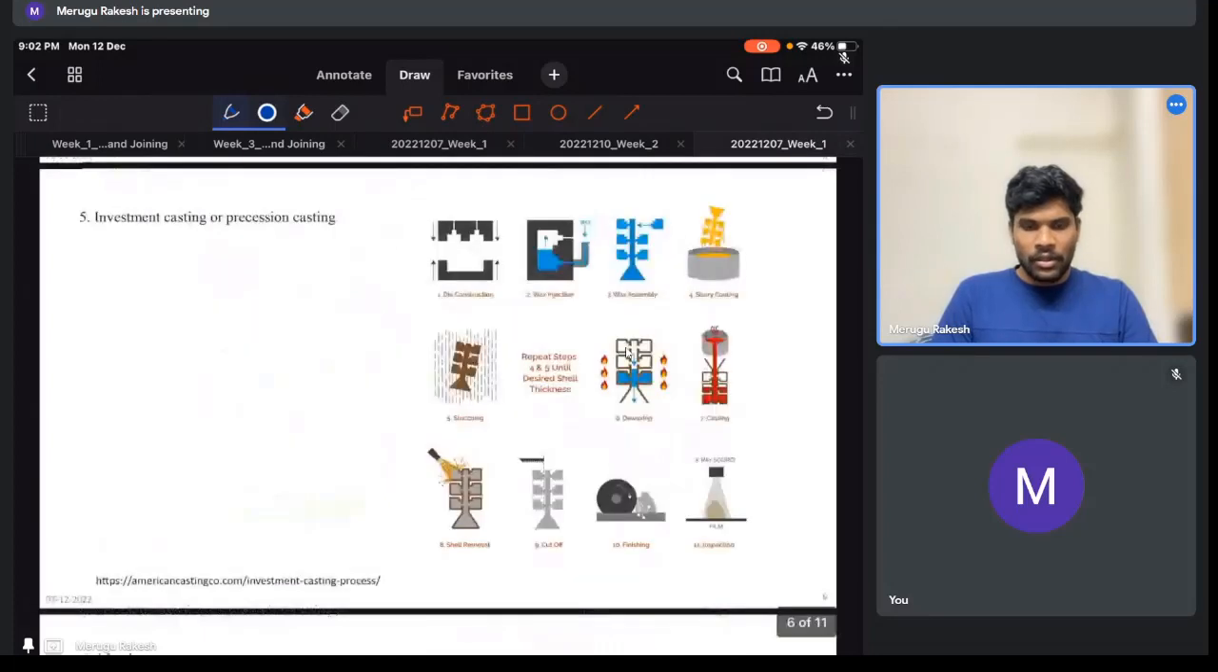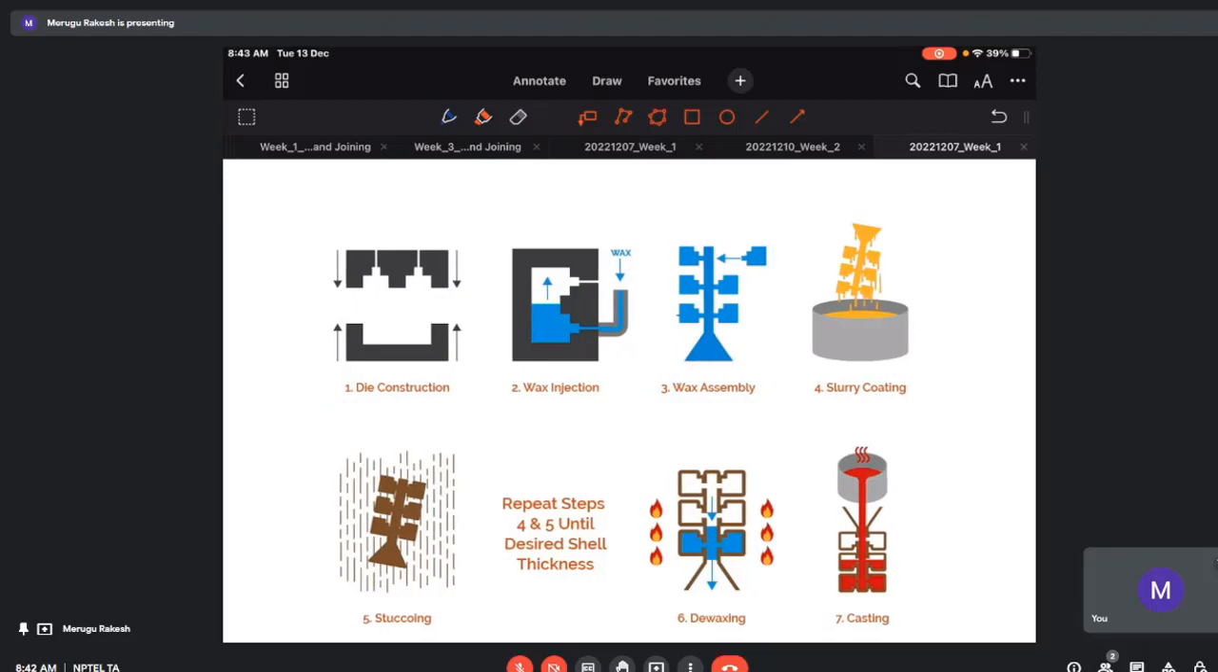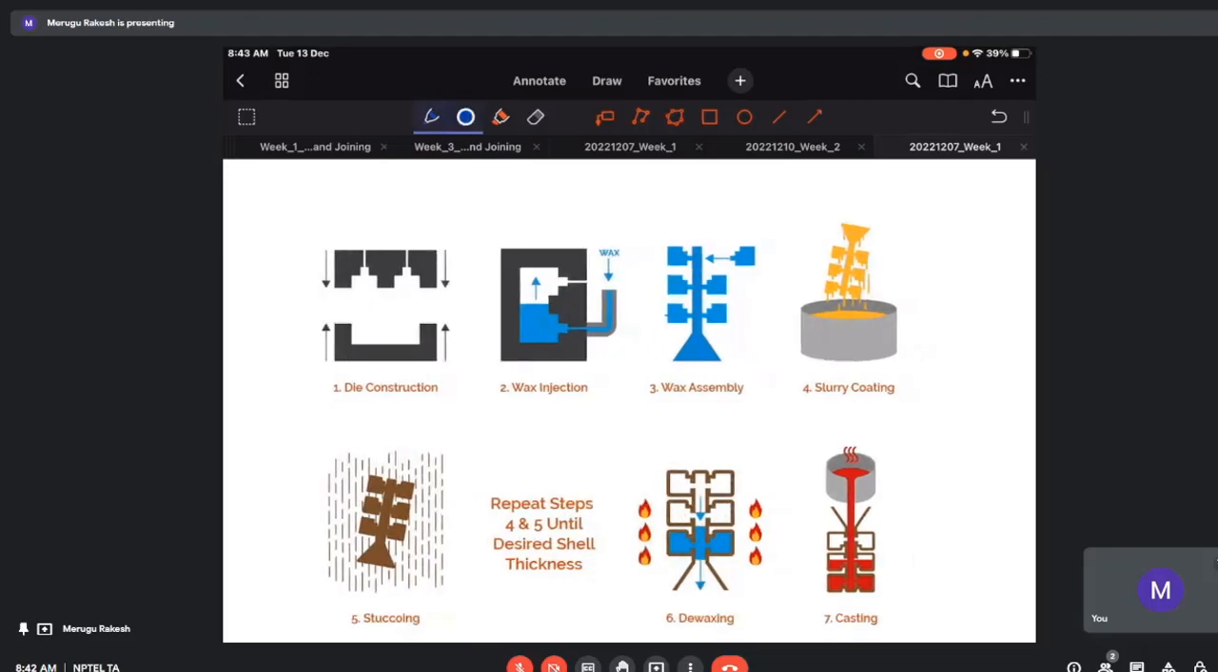Okay. Investment casting, you might have heard of it a lot of times. So let us discuss it one by one. Initially we start with the die construction, where we design the pattern using wax. As you can see, we inject the wax and we get the pattern. This is the pattern that we want. Next, this entire structure where we have a pouring basin, a central sprue, gates, runner and ingates, everything is made up of wax.